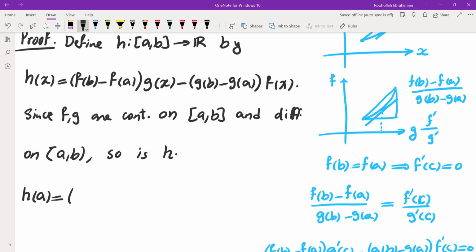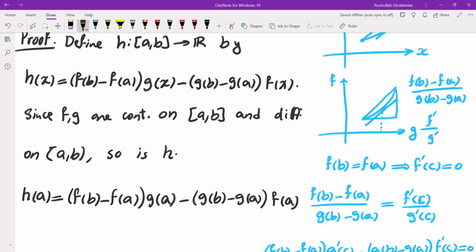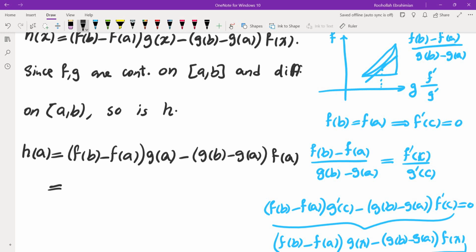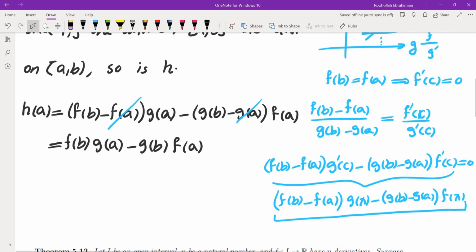h(a) is (f(b) minus f(a)) times g(a), minus (g(b) minus g(a)) times f(a). So that is h(a). We're going to multiply this out. We get f(b)g(a). We have f(a)g(a) here, and we also have another f(a)g(a) here. One of them is negative, the other one is positive. So this is minus g(b)f(a). This is h(a).